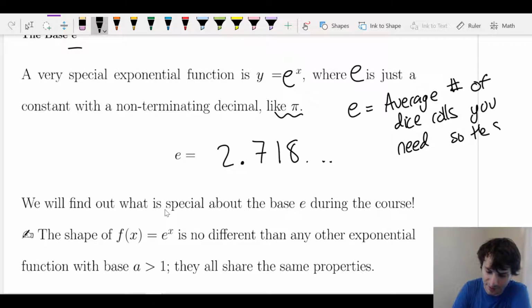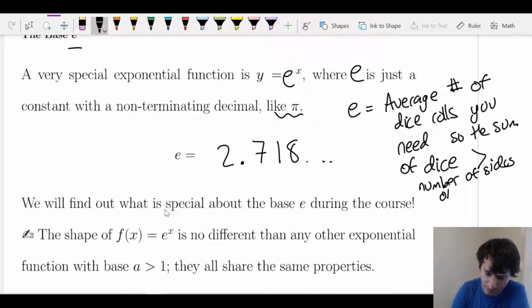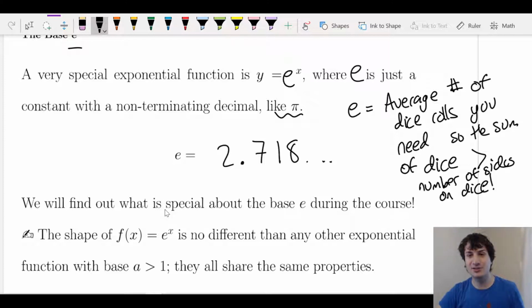so that the sum of the dice is greater than the number of sides on the dice. So for example, if you're rolling 6-sided dice, how many dice rolls do you need until the sum of the dice is more than 6? Well, 1 dice roll surely will not do it, because you can roll at most 6, so you haven't gotten over 6. So 1 is definitely not enough.